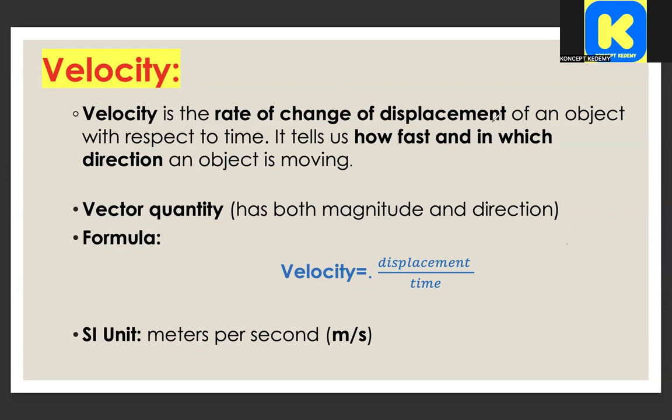Velocity is the rate of change of displacement of an object with respect to time. It tells us how fast and in which direction an object is moving. One particular thing here is that velocity is a vector quantity where we need to mention the direction. Now suppose that here is the point A and here is the point B. I will try to make a straight line for sure. So this is the straight and the shortest path, and this is what I'm going to draw.